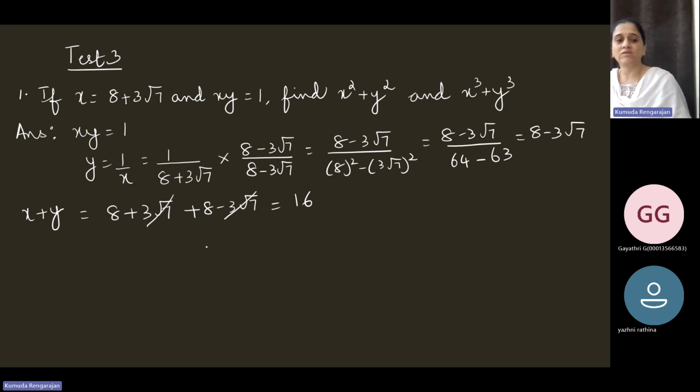We have the equation x plus y is equal to 16. Square this equation on both the sides to find the value of x squared plus y squared. Cube this equation x plus y is equal to 16 on both the sides to find the value of x cubed plus y cubed. That's the procedure. Now you can complete it by yourself. Continue.